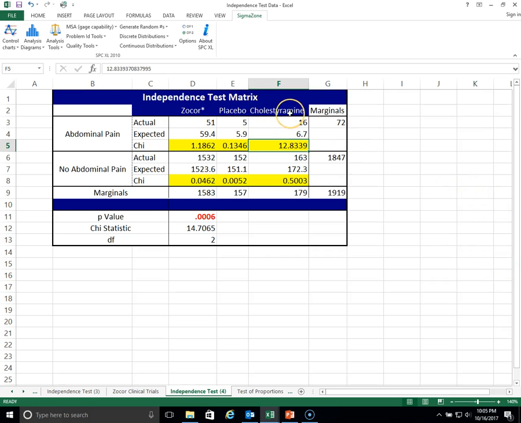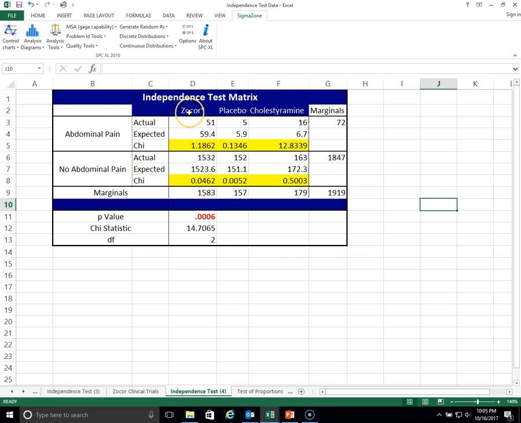Well, where's that coming from? It's coming from cholestyramine. And notice that the difference here, according to the null hypothesis, we'd expect 6.7 in here, and we actually saw 16. So that huge difference there is contributing to this number, and it's that guy that's making the difference.